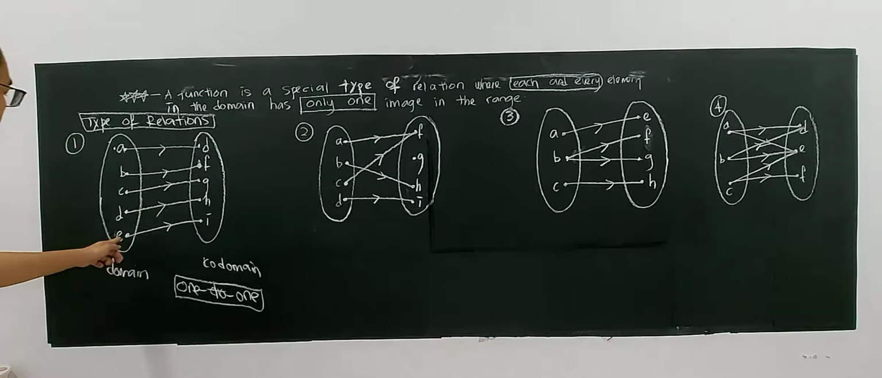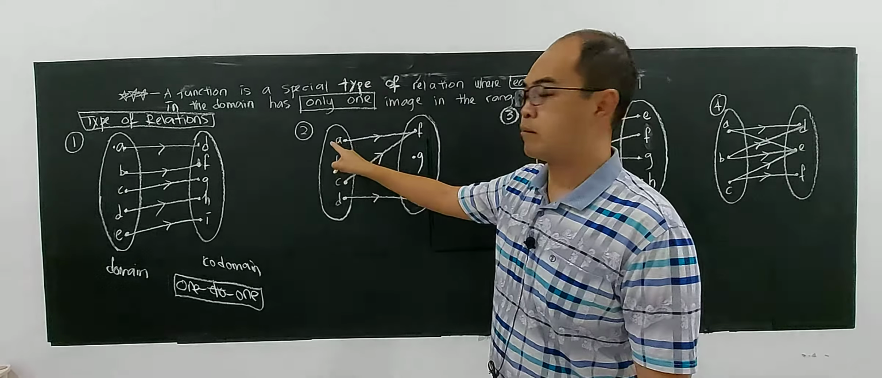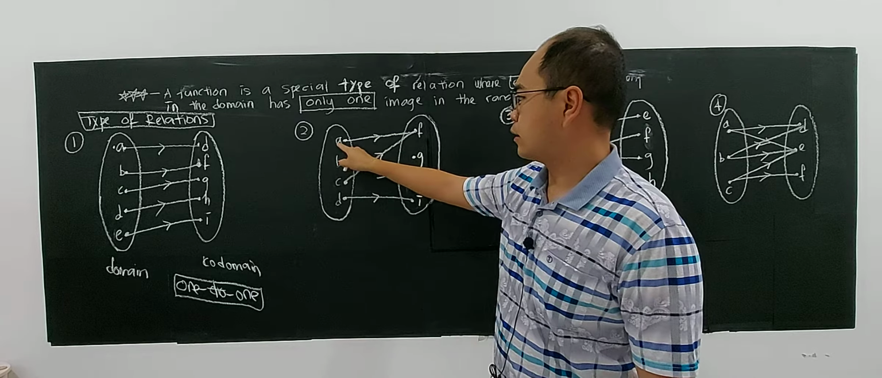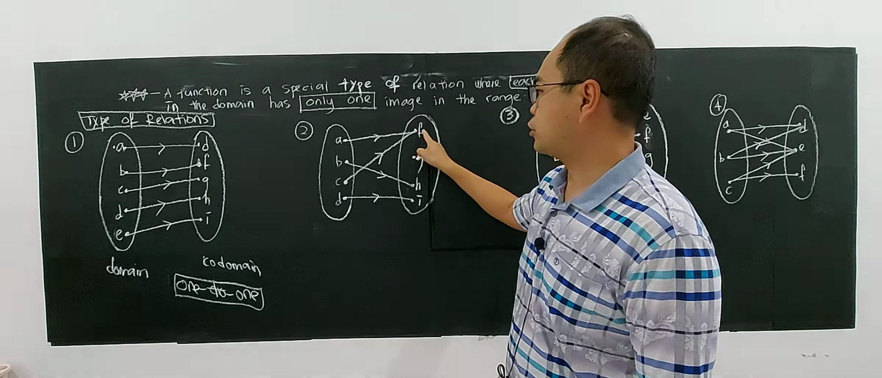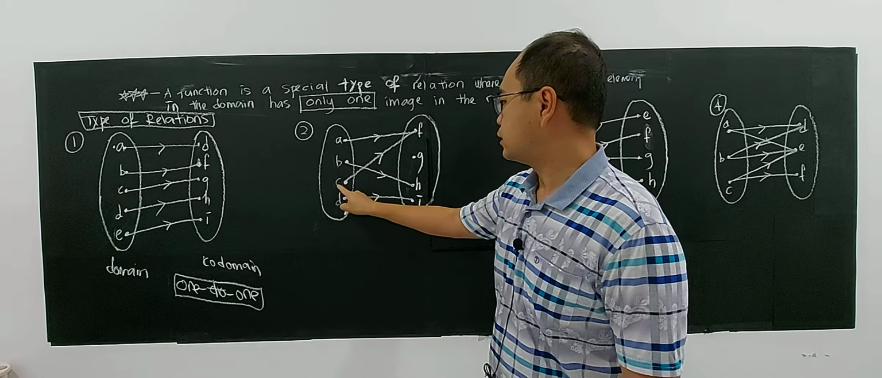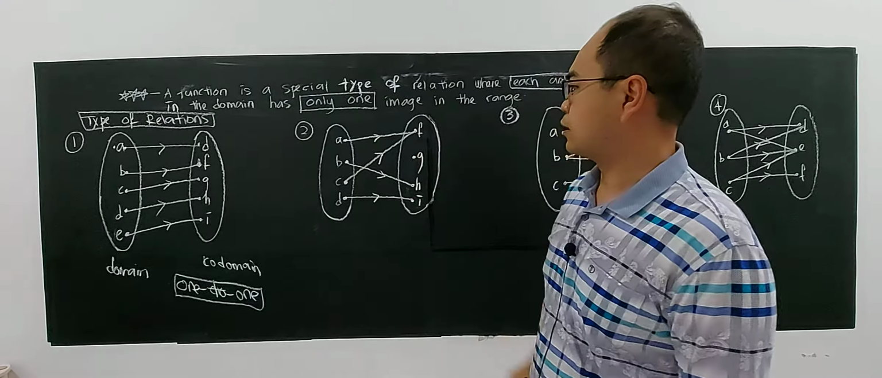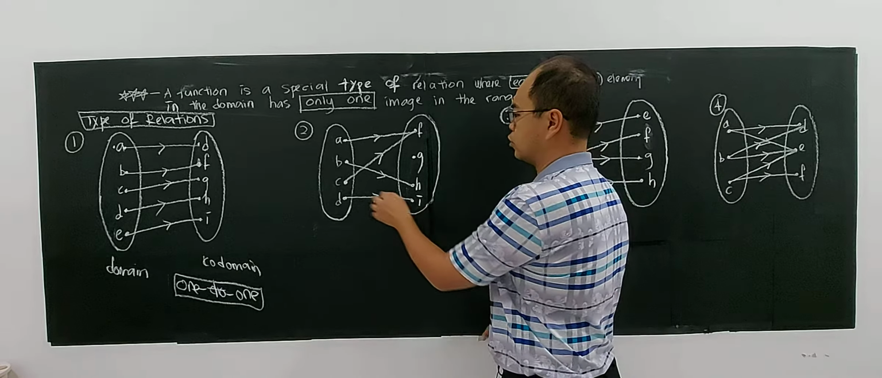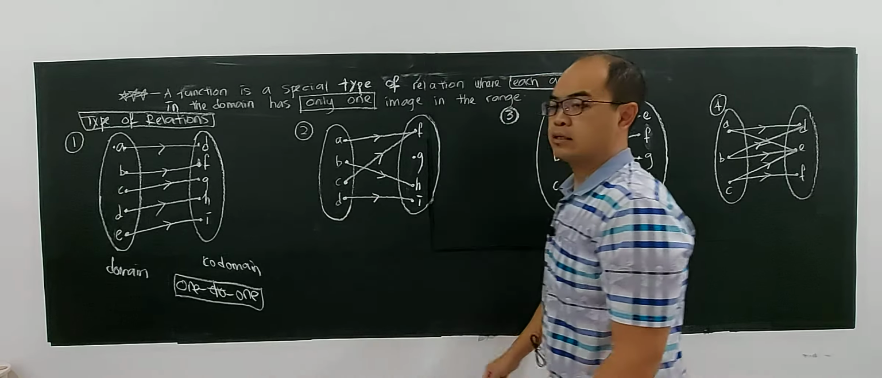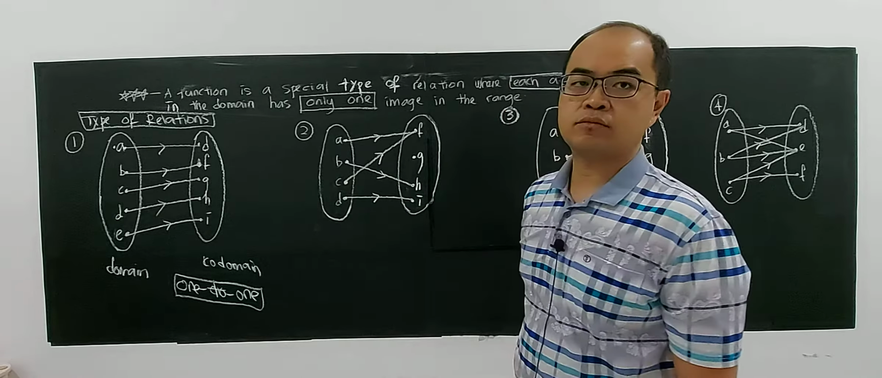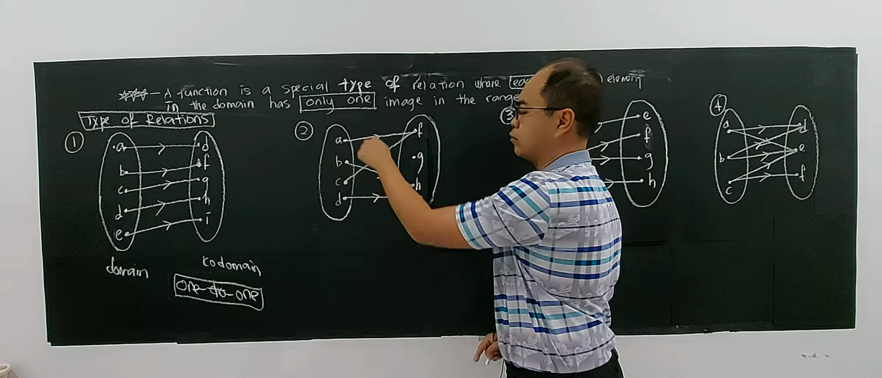So let's look at this one. This is also your domain, and this is your codomain. You see, we check one by one. The object A in the domain has image F. B has image H. But you see, C and A are sharing the same image. And D also has one image here. So every object here has an image. But the difference between these two is that two objects have one image, meaning that one image here has two objects.